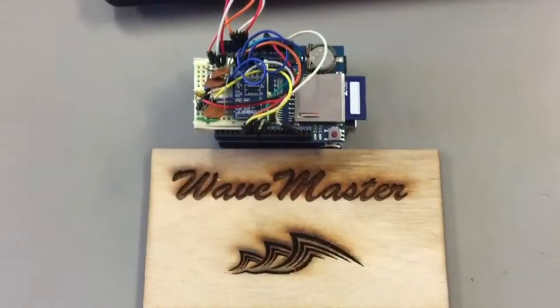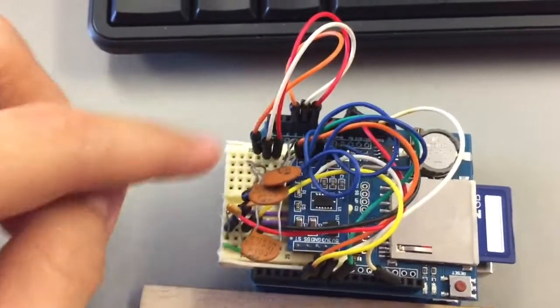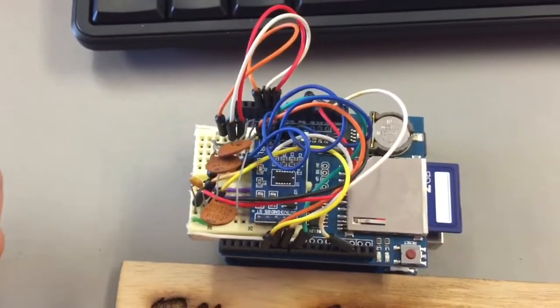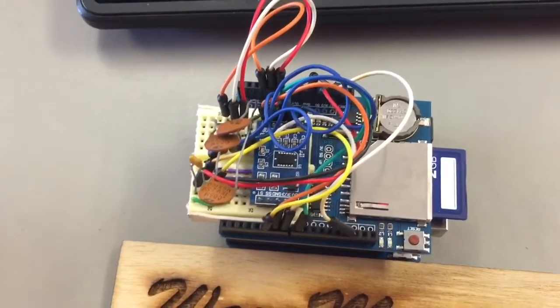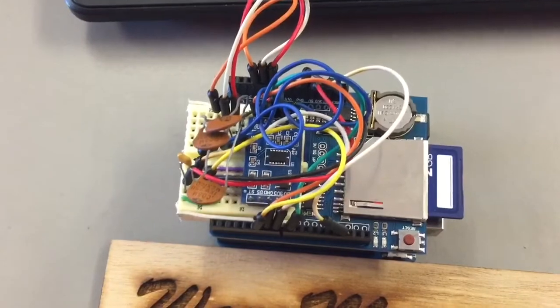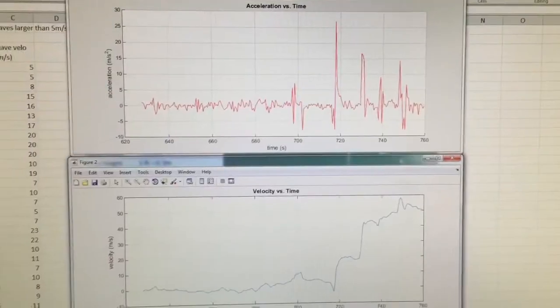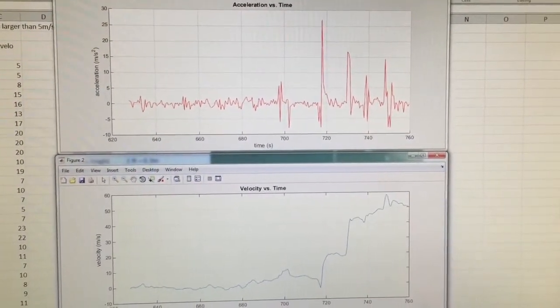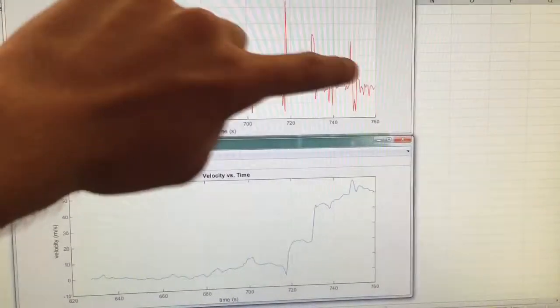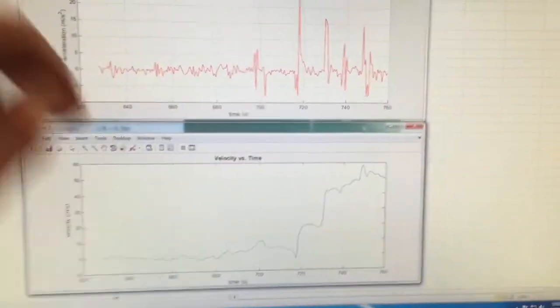So this right here is what I use. This is an Arduino and an accelerometer with a bunch of electronic components. And I built this to measure the acceleration and velocity, and finally to find the energy of ocean waves. These are sample plots of my acceleration and velocity that I found. Here's acceleration. Each of these spikes is a wave, and these are the corresponding velocities.